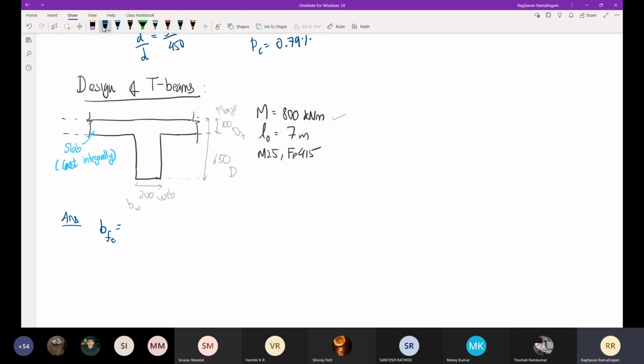This formula is given to you in your code book, so you can open it and have a look. For a T-beam which is not isolated, the formula is L0 by 6 plus bw plus, I think, 6 Df. Let me just verify it once. I don't remember if this is 12 or 6. Just hold on. But anyway, just find this out. This is the first thing you have to find.